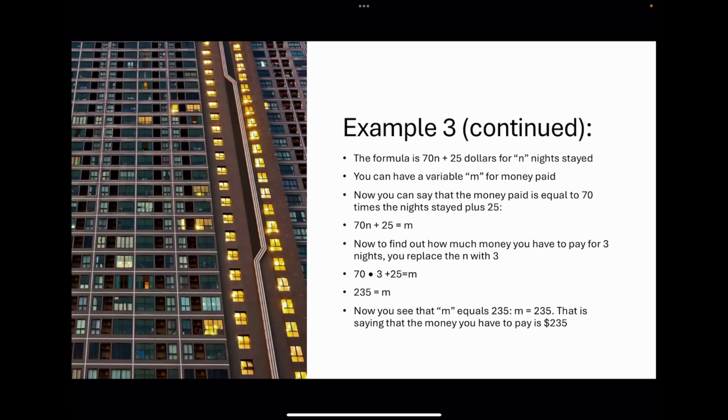You can have a variable m for money paid. Now you can say that the money paid is equal to 70 times the nights stayed plus 25. 70n plus 25 equals m. Now, to find out how much money you have to pay for 3 nights, you can replace the n with 3. 70·3 plus 25 equals m. 70 times 3 plus 25 equals m. 235 equals m. Now you see that m equals 235. That is saying that the money you have to pay is $235.